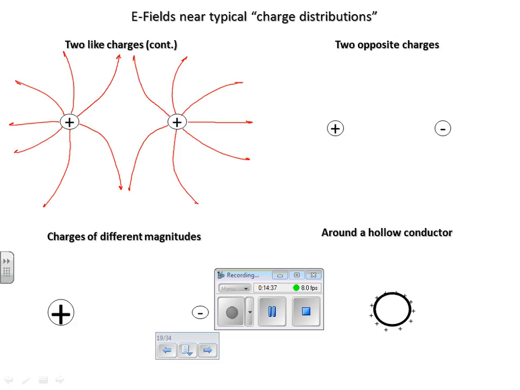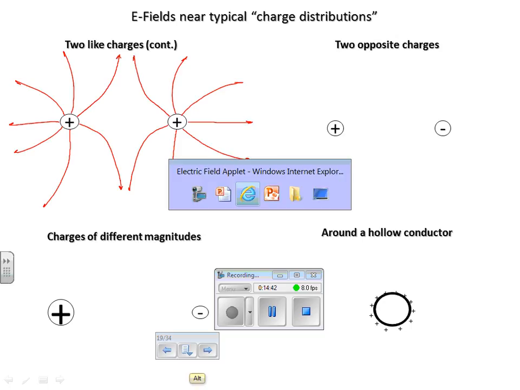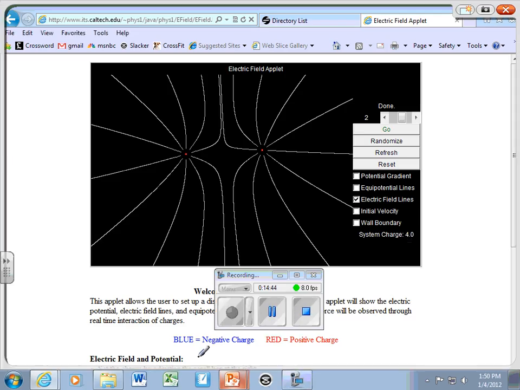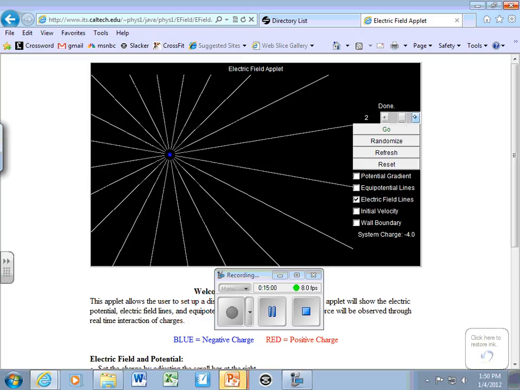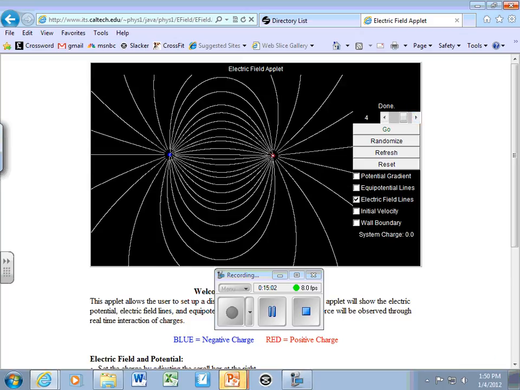Now, for 2 opposite charges, let's call it a dipole field. Di, 2, poles, 2 different charges. So reset. Let's do a -4 and a positive 4. We get a very classic field that has this shape like a football or a spider or something like that, called the dipole field.